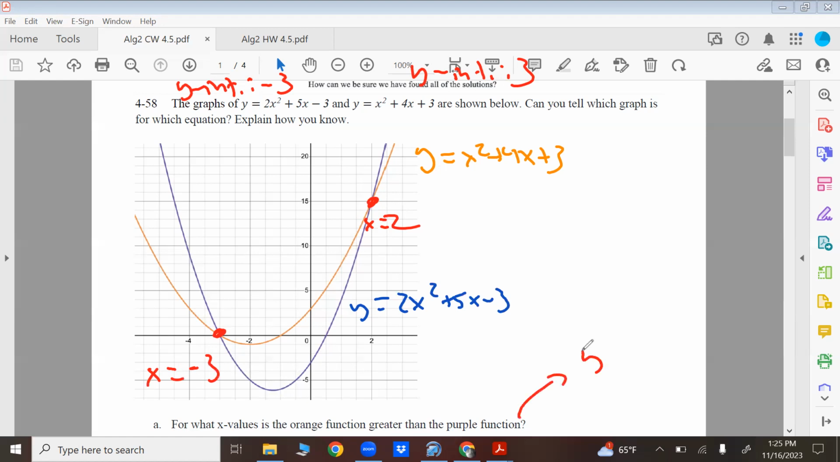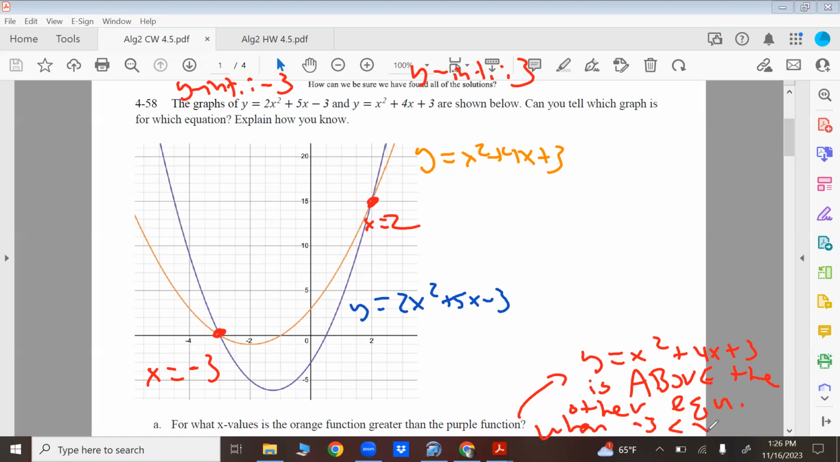So y equals x squared plus 4x plus 3 is above the other equation when this is true. When that's true, when x is between -3 and 2, the orange curve is definitely above the purple curve, right? Or blue curve, whatever you want to call it. Okay, that's important, and here's why that's important.